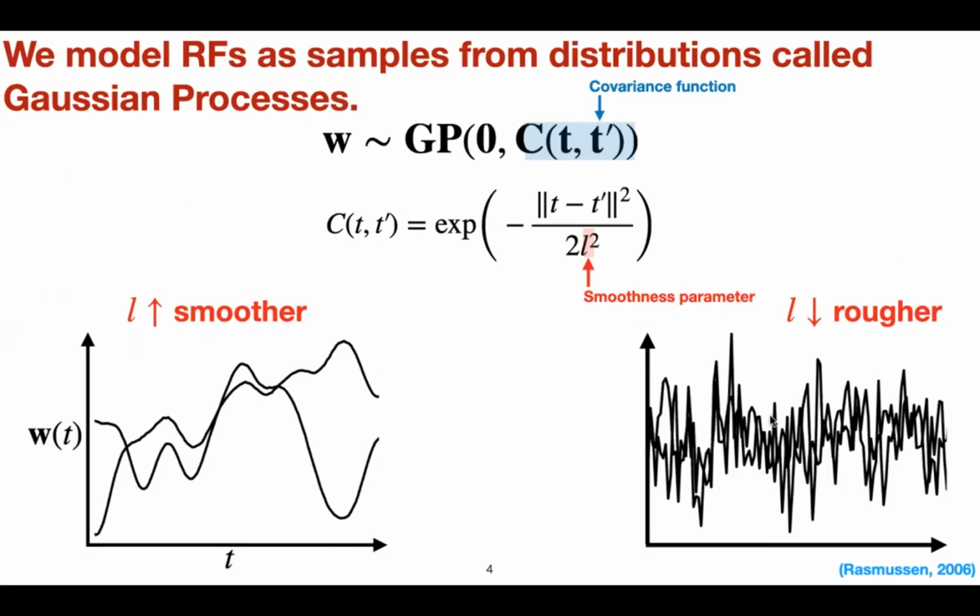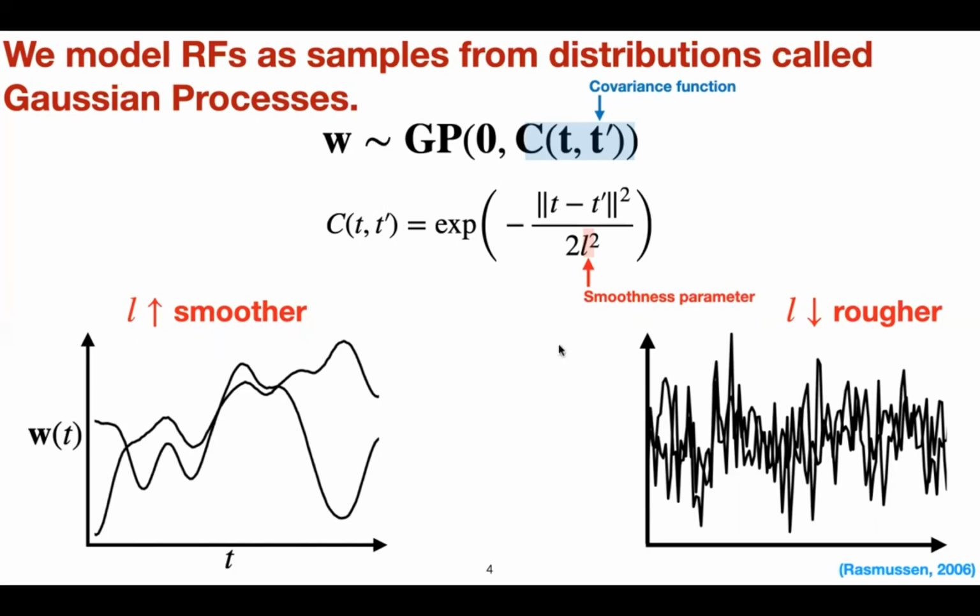So in this work, we model receptive fields as samples from distributions called Gaussian processes. So every receptive field W is a random sample from a Gaussian process. Now, what a Gaussian process is, it's just a way to randomly sample functions. And the kinds of functions you end up sampling is determined mostly by the covariance function C. So here's an example. Consider this covariance structure.